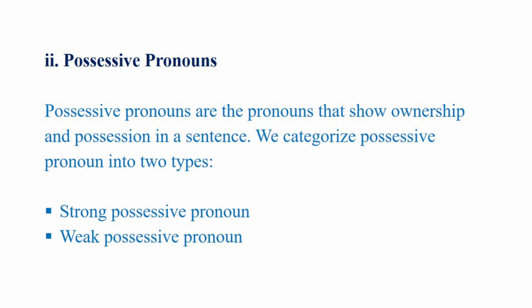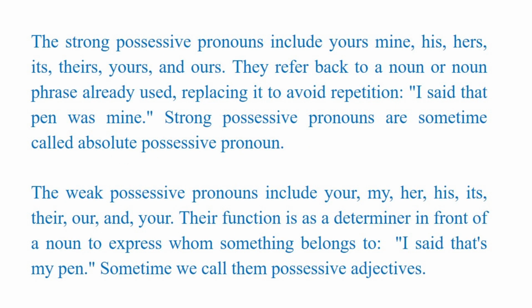2. Possessive pronouns. Possessive pronouns are the pronouns that show ownership and possession in a sentence. We categorize possessive pronouns into 2 types. Strong possessive pronoun. Weak possessive pronoun. The strong possessive pronouns include yours, mine, his, hers, its, theirs, and ours. They refer back to a noun or noun phrase already used, replacing it to avoid repetition. I said that pen was mine. Strong possessive pronouns are sometimes called absolute possessive pronouns.